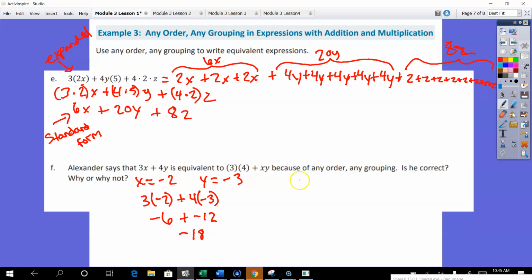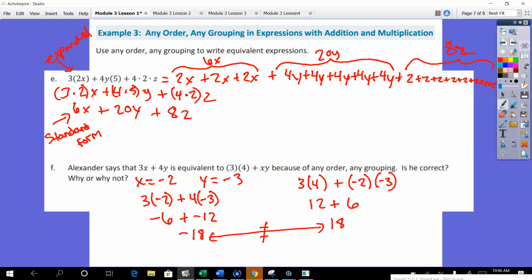Okay, so it has to work over here as well. So we have 3 times 4 plus x as negative 2 times y as negative 3. 3 times 4 is 12, plus negative 2 times a negative 3 is a positive 6. So 12 plus 6 is positive 18. So this is not equivalent. Not equivalent. Okay, and so therefore it will not work. So we did have to use negatives to show that it wouldn't work. With the positive numbers that I had tried, it did work. So we do have to look at more than just one example sometimes.